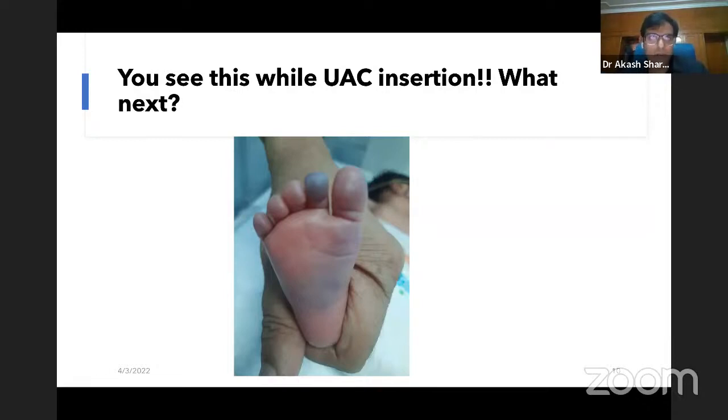In this case, either you would have to take out the umbilical arterial catheter, or you can try rewarming the opposite limb, so that there is reflex vasodilatation of the ipsilateral affected limb. In this case, we actually had to remove the umbilical arterial catheter.